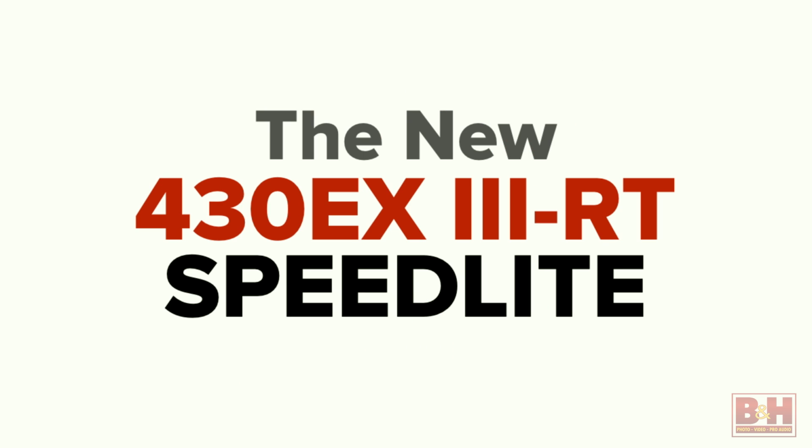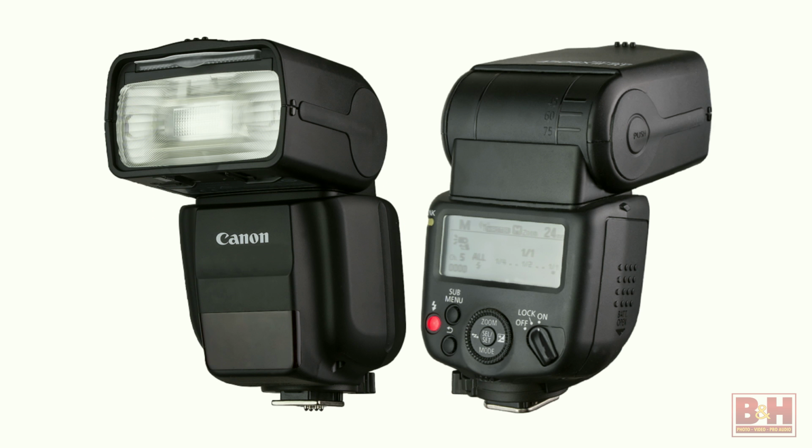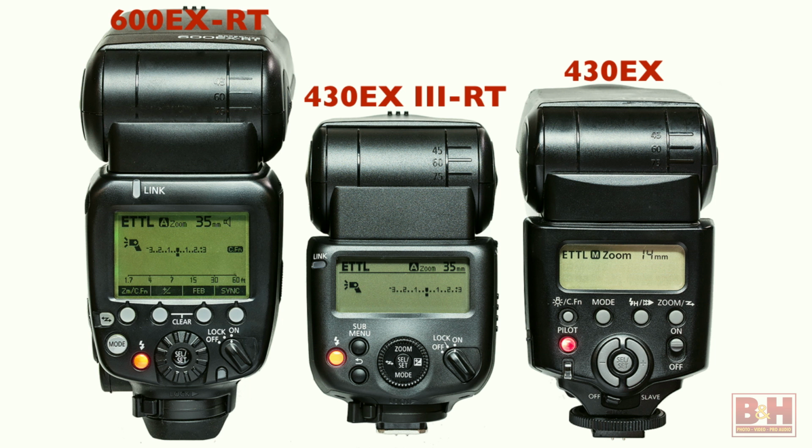All right, let's look at the 430 really quick. We've got about 15 minutes, then we'll ask for questions. All right, so here's the 430 EX3 RT, the one in the middle. The first thing I want you to notice, it's compact. It's about two thirds the size of the 600. That's one of the reasons why I now like the 430 EX3 RT as an alternative to the transmitter.